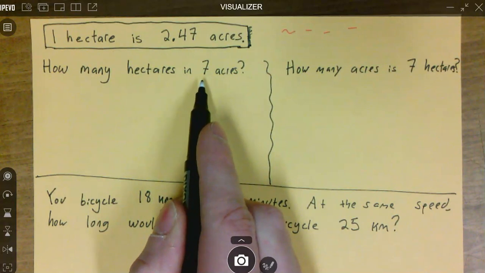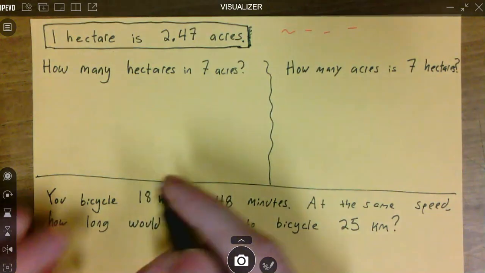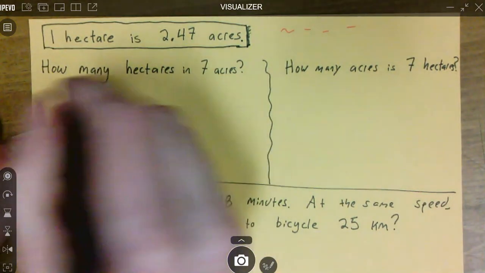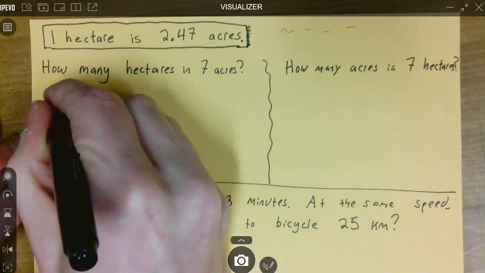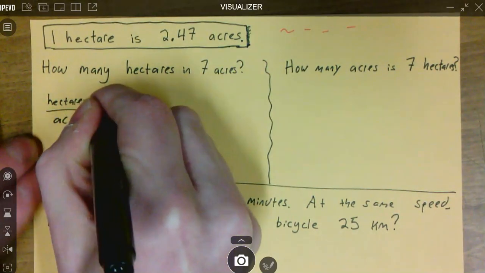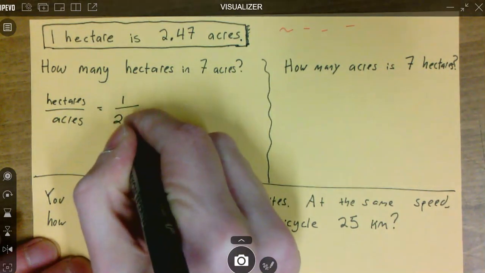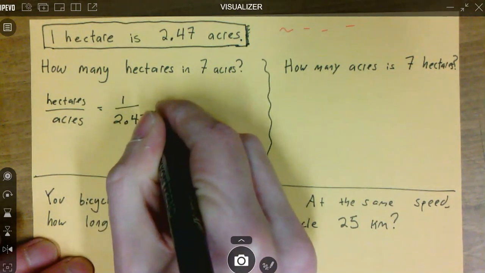So I know most of you, and this is correct, we just do 7 divided by 2.47. Of course that works. But one way we can set this up is as a ratio problem. So the ratio of hectares to acres, it doesn't matter which one goes on the top, which one goes on the bottom, is always going to be 1 hectare is always equal to 2.47 acres.